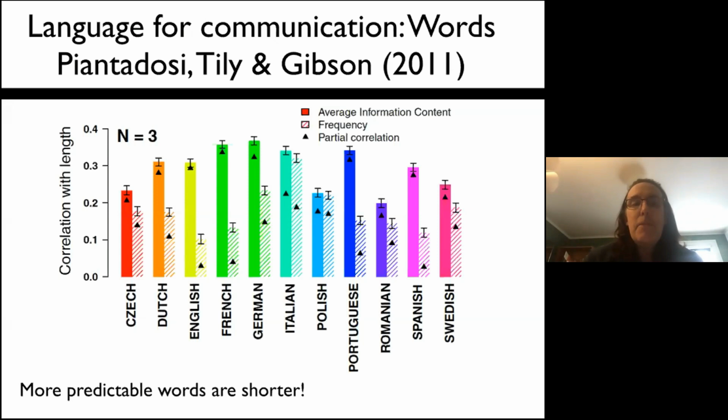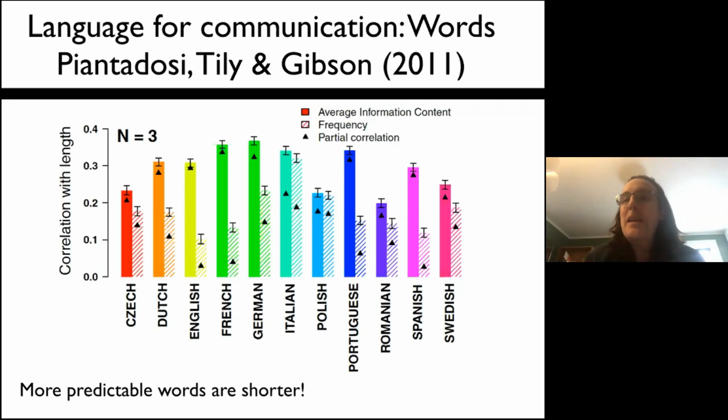Other people have done lots of interesting things investigating this idea further. The idea is just that we want to shorten things. We want to make things easier on us as producers. Easier on, not exactly sure why. Is it for me, the speaker? Is it for you, the listener? I'm going to guess it's for me, the speaker. But that's actually an empirical question.